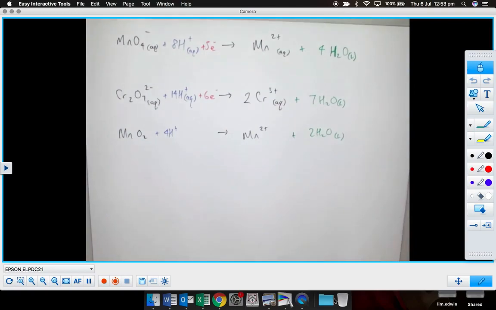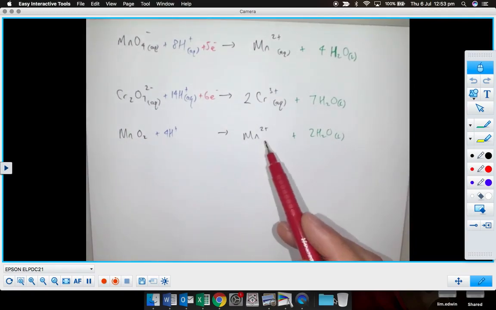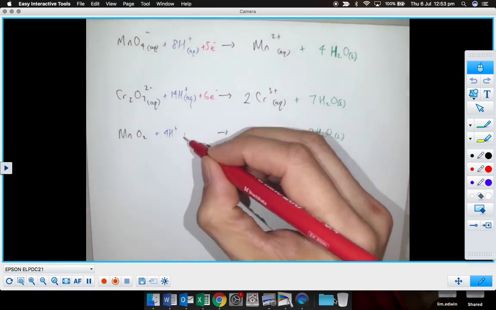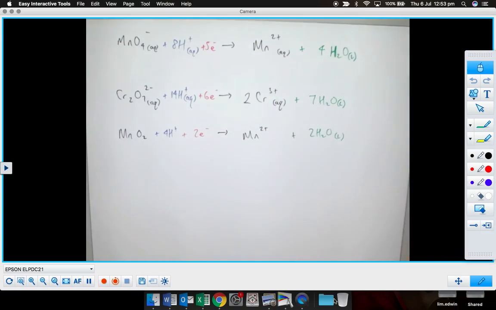I've got a total charge of 4 positive on that side and 2 positive on this side. So therefore I need to add electrons onto this side, 2 electrons onto this side. Let's get to the next example.